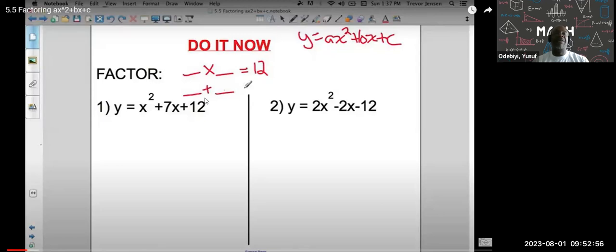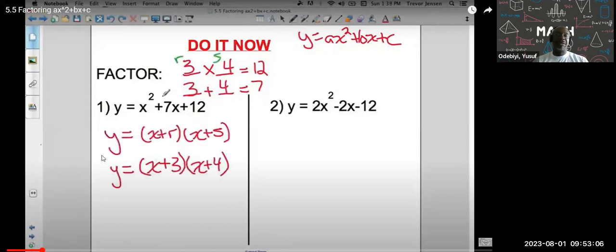Well, I'm thinking that would be 4 and 3. So 4 and 3 together multiply to 12, and 4 and 3 added together gives you 7, right? And then when you write it out, you're gonna have this: y is equal to (x plus 3)(x plus 4), right?